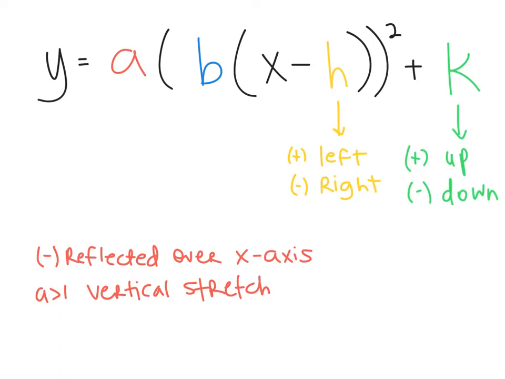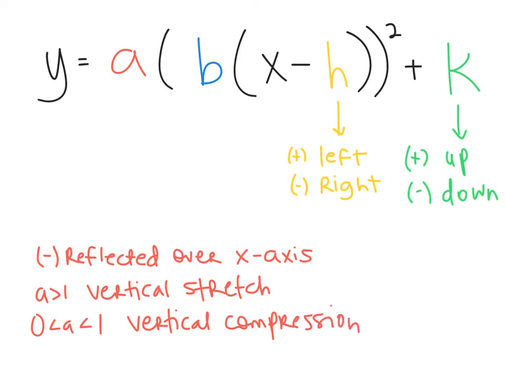Then if the A value, not including the negative, is between 0 and 1, it's still going to be vertical because it's on the outside, but this time it's a vertical compression. A vertical compression means if you hold the parabola at the top and at the bottom, and then you push your hands closer to each other, that would be making the parabola wider or fatter, so that way it's compressed. So those are all of the things for the A value.